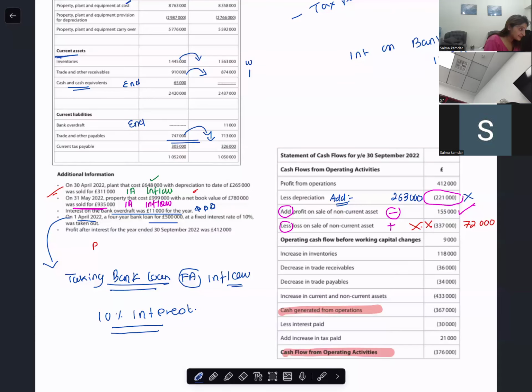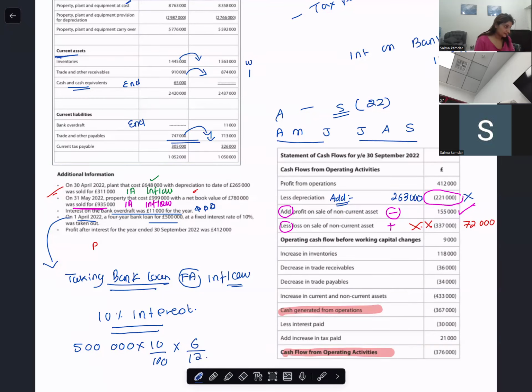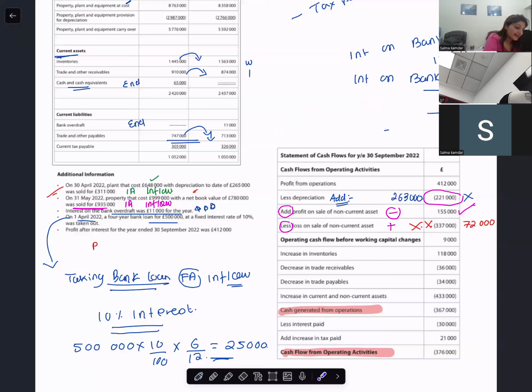Can you calculate interest for me? 50,000. 500,000 into 10%. And this will be from April to September because my year is ending in September 22. So April, May, June, July, August, September. 6 months. 25,000. Interest is 25,000. So interest on bank loan is how much? 25,000. Yes, interest on bank loan is 25,000. So the total interest that I have to pay would be 11,000 for the bank overdraft and 25,000 for the bank loan. The total interest would be 36,000.